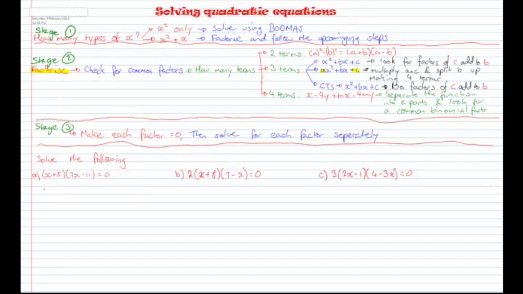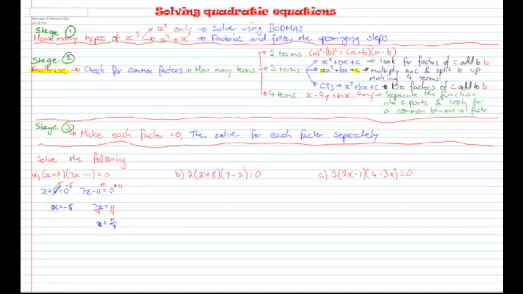So we're going to say x + 5 = 0 and 7x − 11 = 0. We solve for each factor separately. For the first, we subtract 5 off each side, and the 5s cancel out, leaving x = −5. For the second, we add 11 to both sides, which gets us 7x = 11. Now when we divide both sides by 7, that leaves us with x = 11/7.